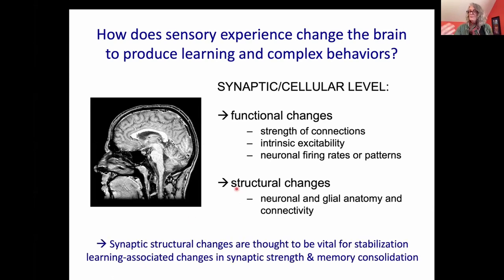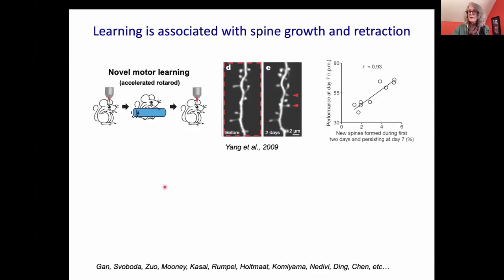These changes in brain structure are thought to be really crucial for the stabilization of the learning associated changes in synaptic strength. We've been focusing on these structural changes and how they're coordinated with functional changes in the brain, and most recently, how the NMDA receptor is involved in that. Just to give you an example of the type of structural change we look at, these really small protrusions that come off of neurons are called dendritic spines. You might have heard of them.